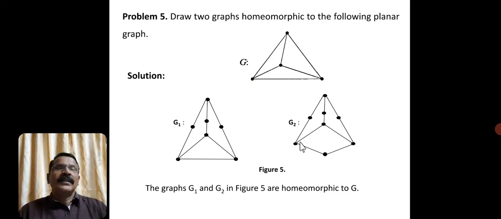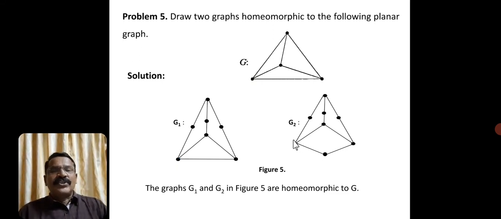Okay, now if the question is like this, draw two graphs homeomorphic to the graph G. One graph is given, you are asked to find two different homeomorphic graphs. Already you know what you mean by homeomorphic. You know the elementary subdivision, you know the subdivision, then you know the homeomorphic graph. A graph homeomorphic to G is nothing but a subdivision of G. Okay.